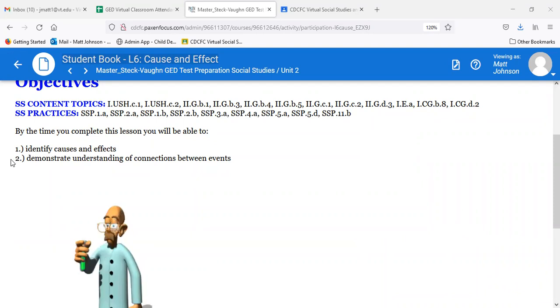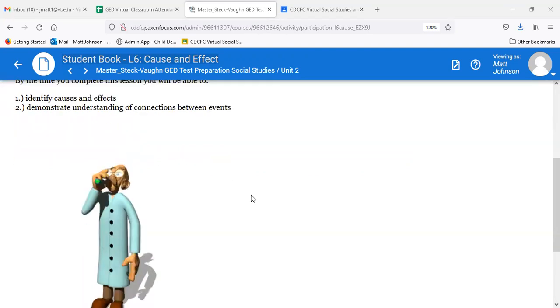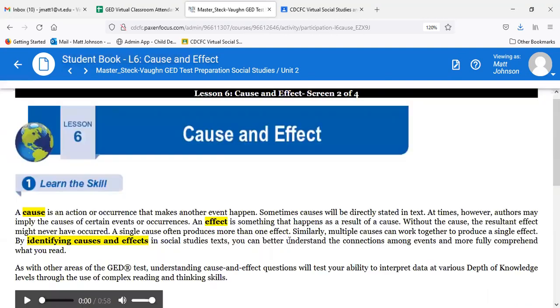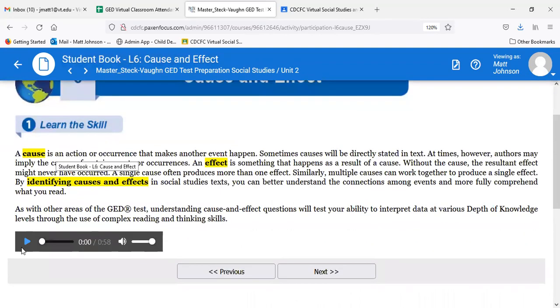So by the time you complete this lesson, you'll be able to identify causes and effects and demonstrate understanding of connections between events, which is really important for the social studies side of it and history, right? Sort of knowing what the, threading these events together, one from the next, sort of thinking about the long-term picture here. Okay, and our audio today.